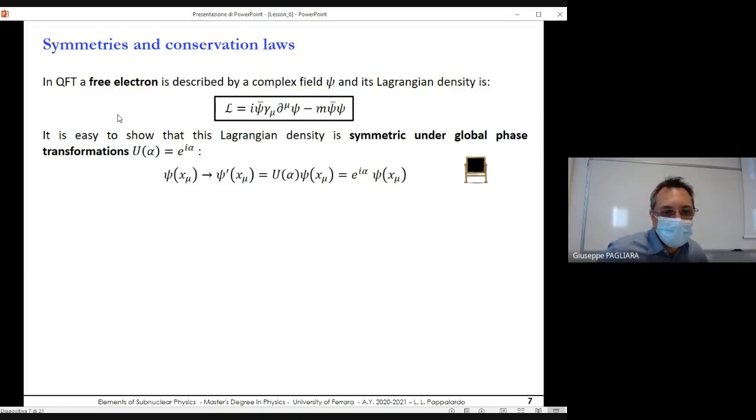Now, it is easy to show that this Lagrangian density is symmetric under a global phase transformation, the one that we just mentioned before, e^{iα}. Under this transformation, our field ψ(x^μ) transforms into ψ'(x^μ), which you obtain by applying this unitary operator over your field, which we can make explicit as e^{iα}ψ. Let's now show on the blackboard that indeed this Lagrangian for a free fermion is symmetric for global phase transformations of the kind e^{iα}.